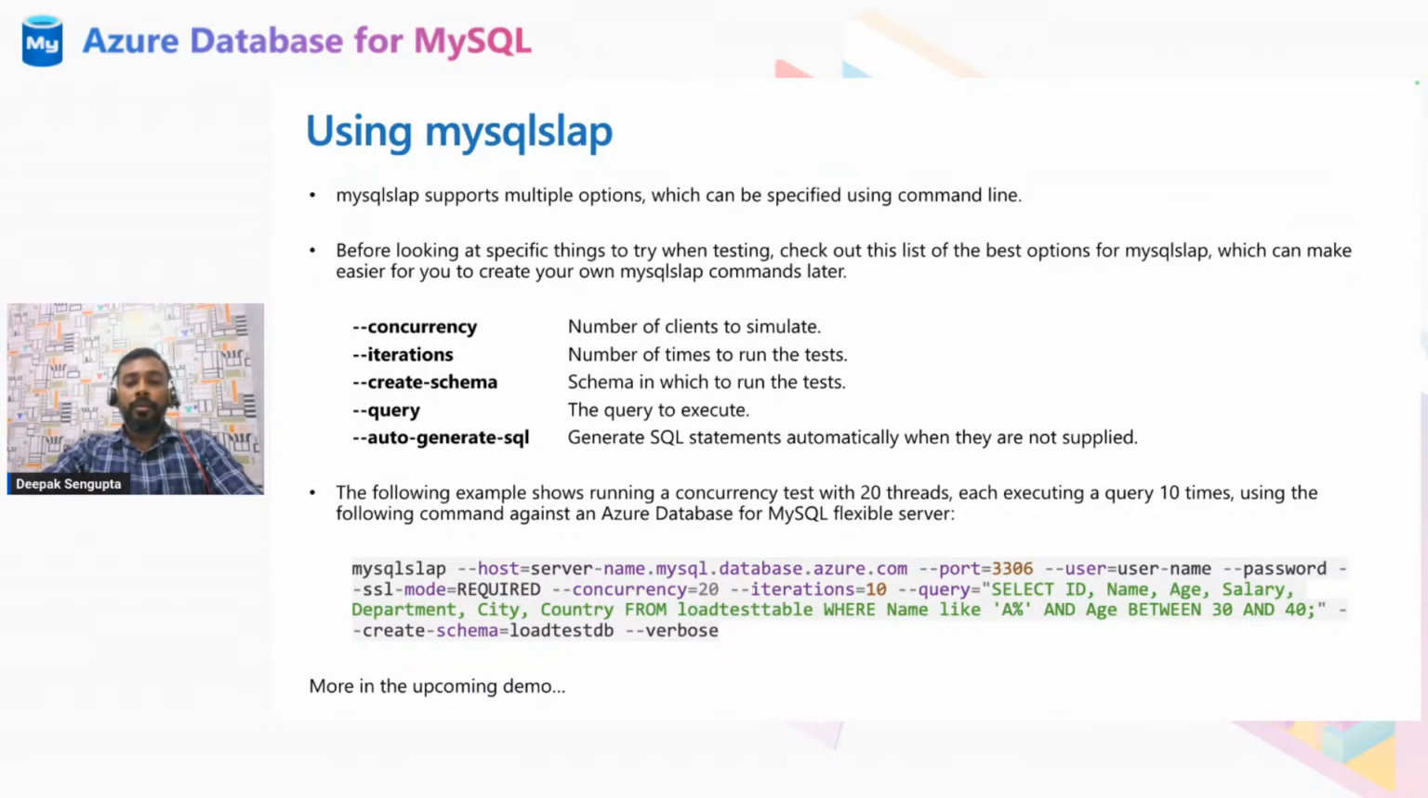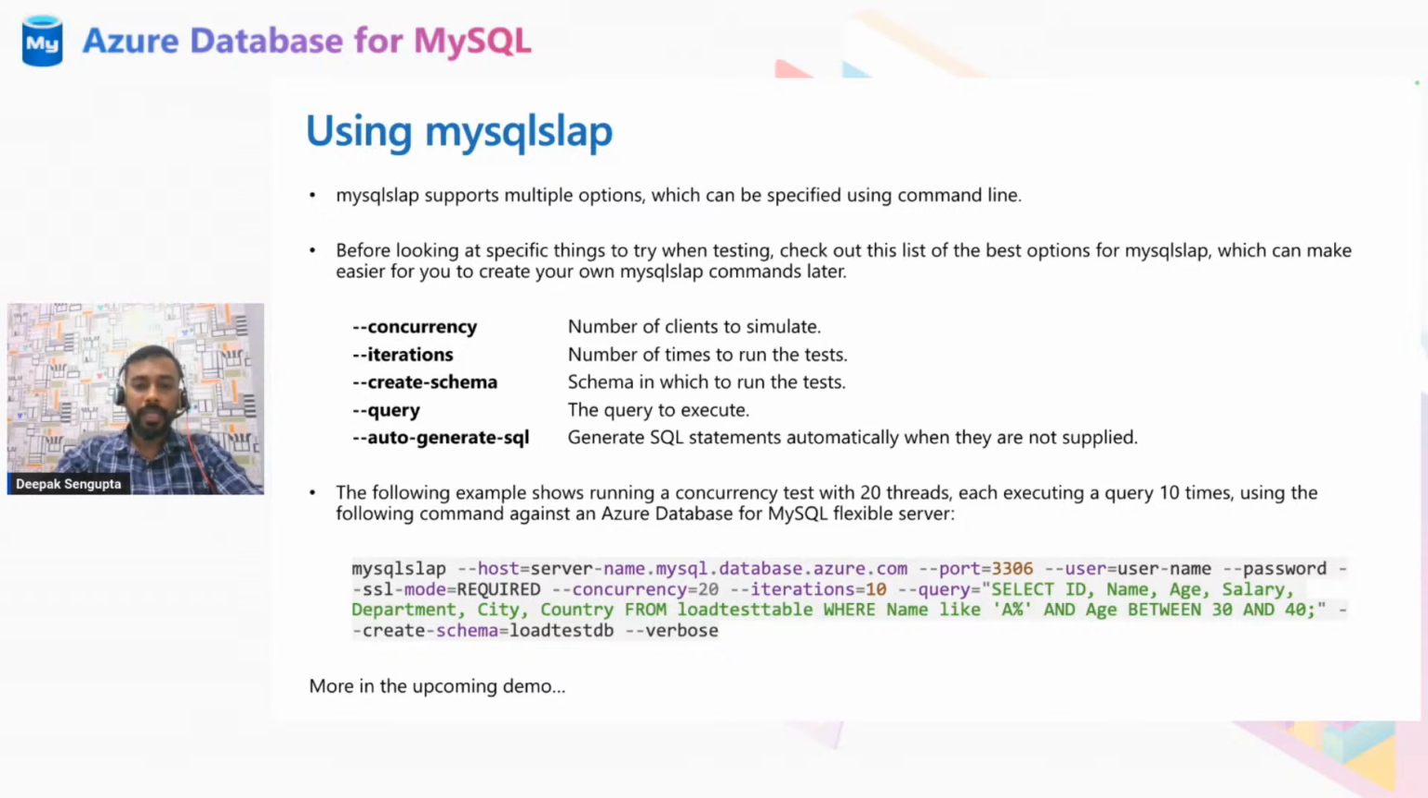Okay, so MySQL slap supports multiple options which we can specify using the command line. As I've already mentioned multiple times, it's a command line utility, and we can pass multiple parameters based on our requirement and based on what we would like to achieve out of our benchmarking test. So as part of this session, I'm going to discuss a few of the important parameters which are commonly used and which are very easy to use.